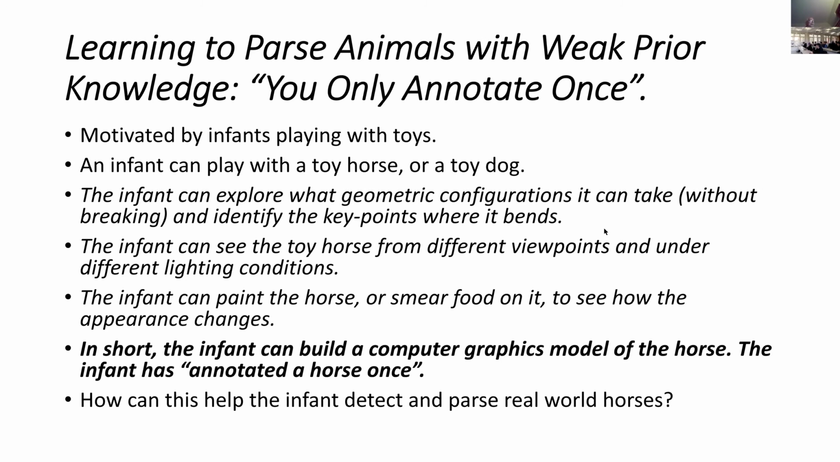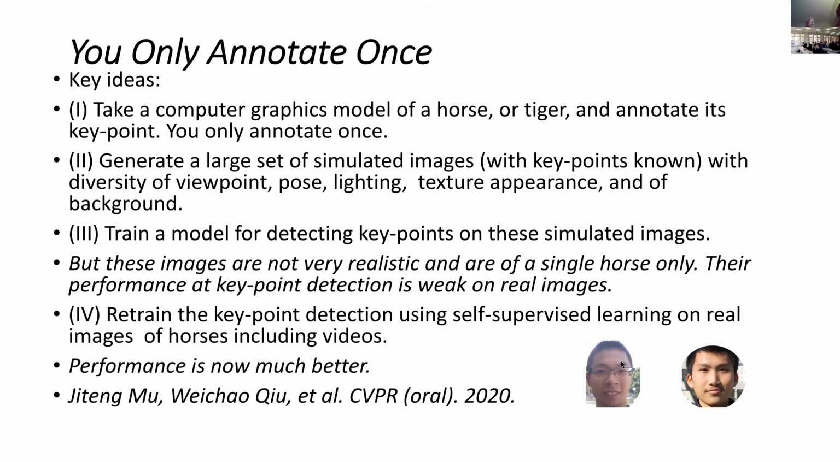But how can this apply in practice? So here is work by Wei Chao and Jitang. You take a computer graphics model of a horse or tiger and annotate the key points on it. You annotate the joints. You only annotate one model, one 3D model. From one 3D model, you can generate a very large number of simulated images with the known key points under different lighting, texture, and so on. And then you can train a model for detecting the key points on the simulated images.